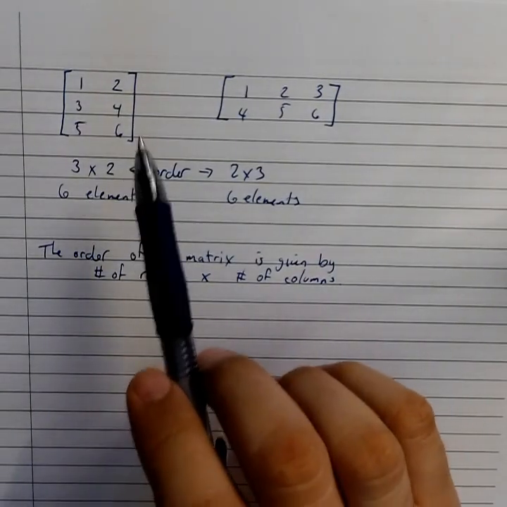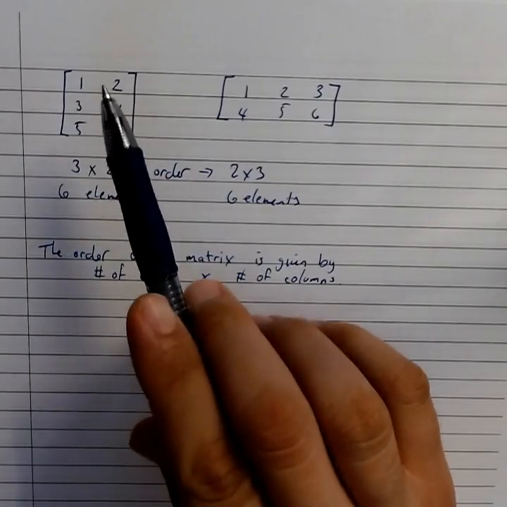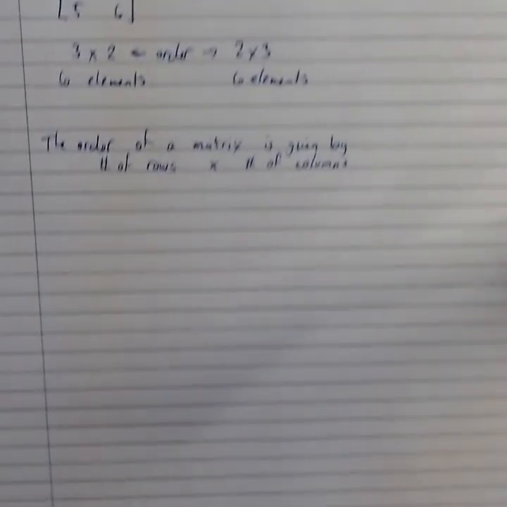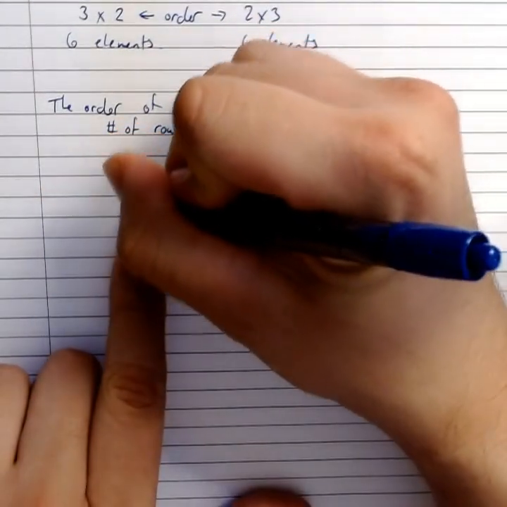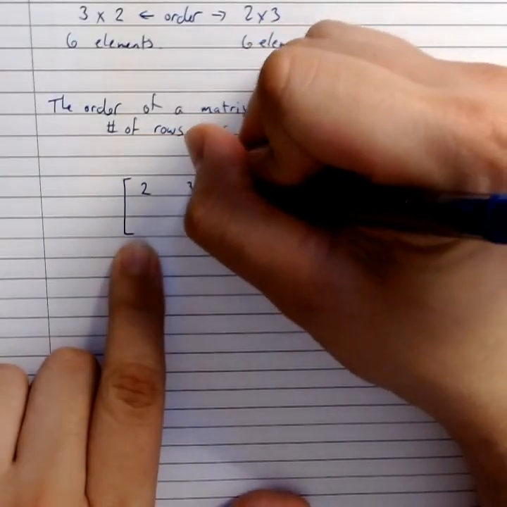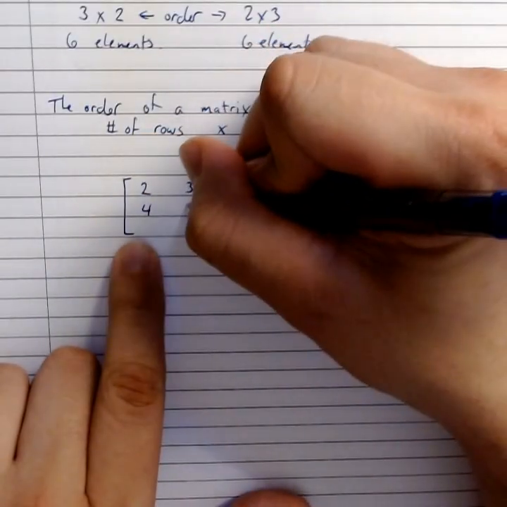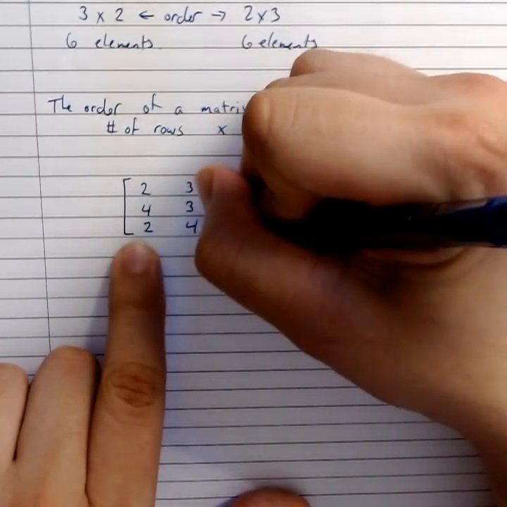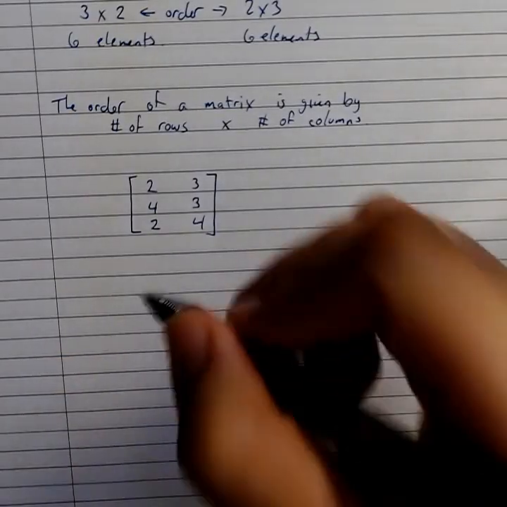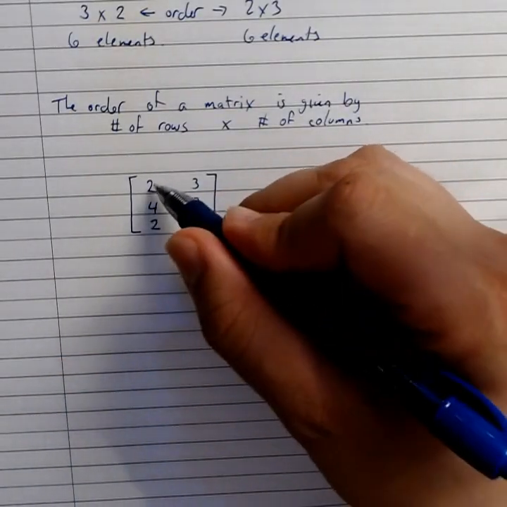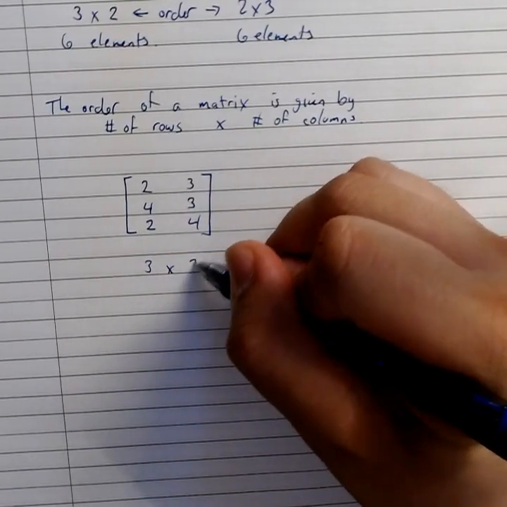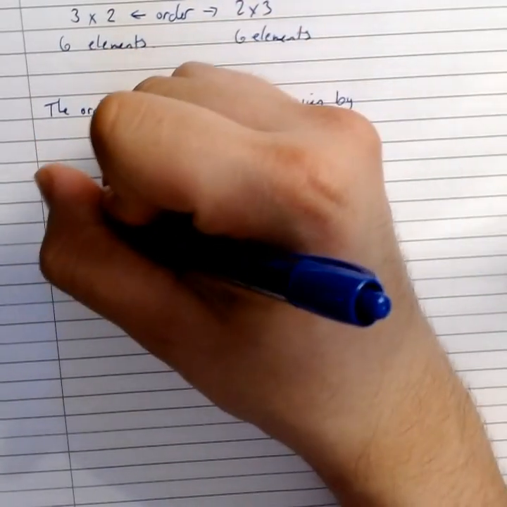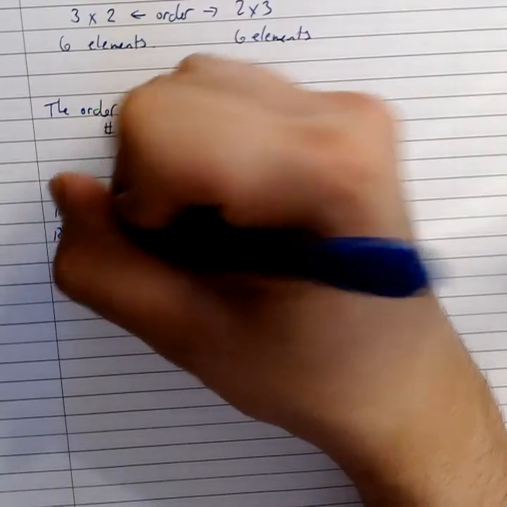Whenever you look at a matrix, you can talk about the individual elements inside, and you can distinguish them by their location. So here, let's draw a different matrix. Let's say this matrix is the matrix 2, 3, 4, 3, 2, 4, like that. Okay. So here I have a 3 by 2 matrix. It has 3 rows and 2 columns. All right. Here, this is row number 1. This is row number 2. And this is row number 3.